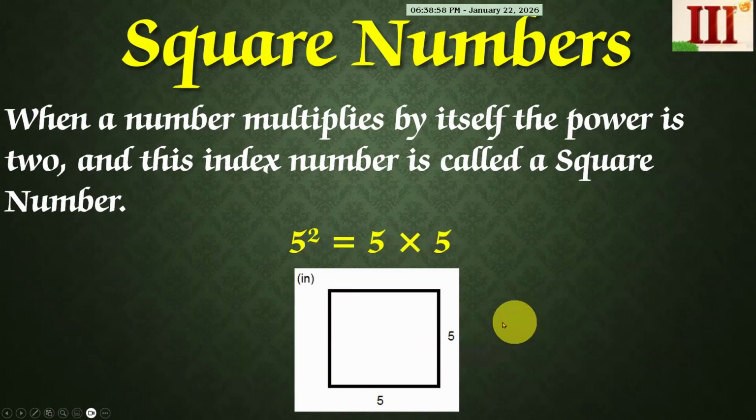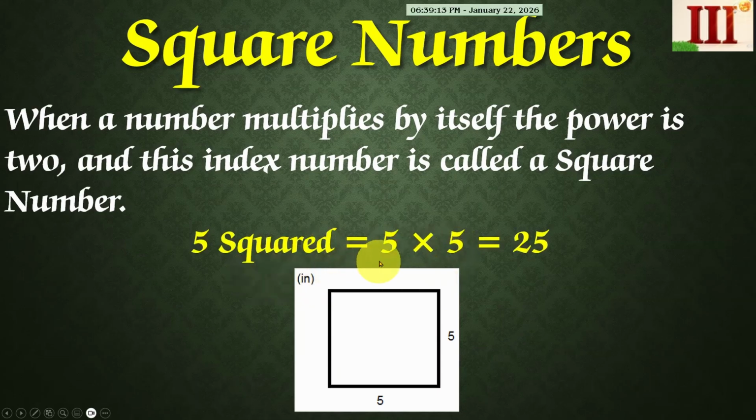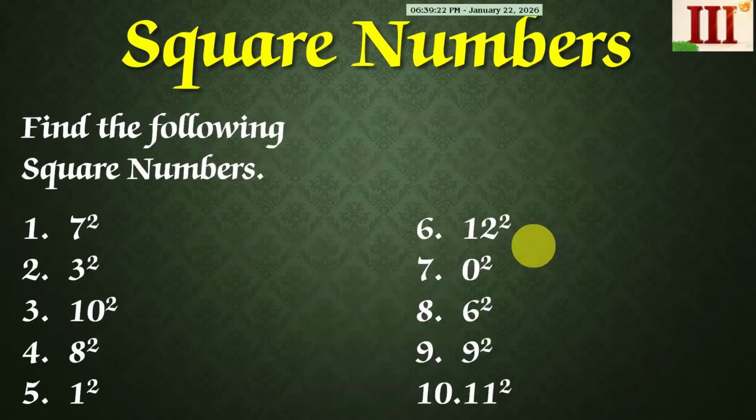So this is a square number because when you multiply the number by itself, you're going to end up with a square number. So 5 squared, which is index form, can be expanded as 5 times 5. And so when we multiply 5 times 5, we get 25. So the number 25 is a square number. So if you were asked to find square numbers, you just multiply the number by itself. 7 squared, 49. 3 squared, 9. 10 squared, 100. You'll have a calculator, or if you are a BJC student, just multiply the number by itself to get your square numbers.